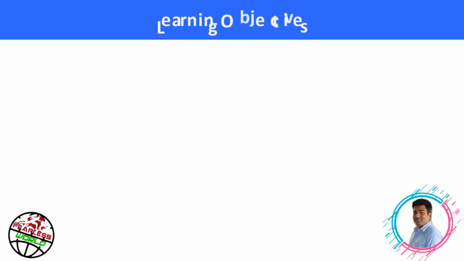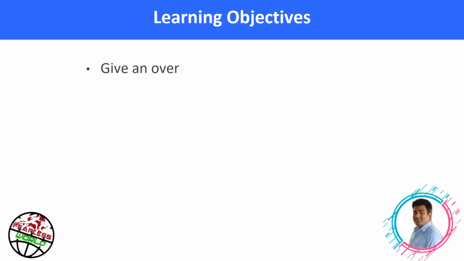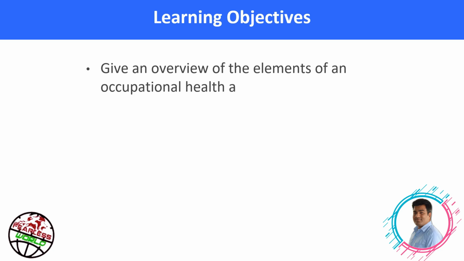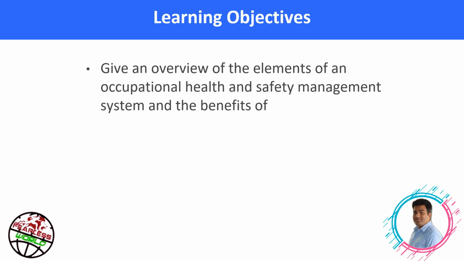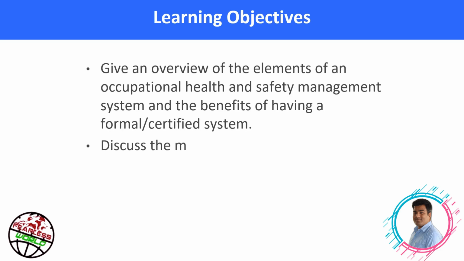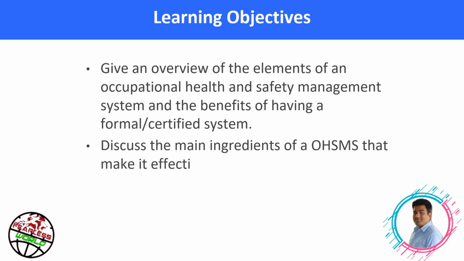Learning objectives of this element are as follows. Give an overview of the elements of an occupational health and safety management system and the benefits of having a formal certified system. Discuss the main ingredients of OHSMS that make it effective: policy, responsibilities, arrangements.